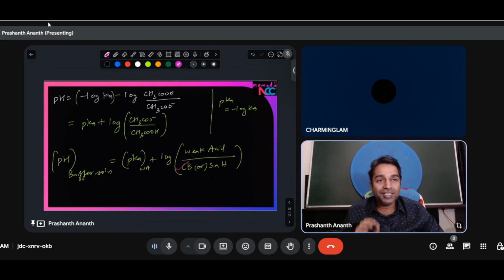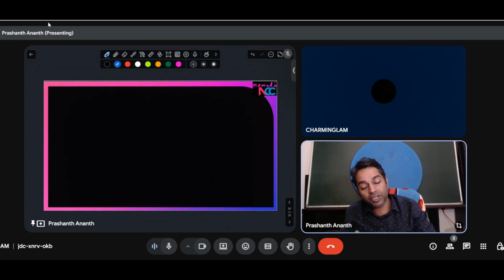Now I am going to just give you one last thing over here explaining the why. Now let us talk about the why part over here. What is my solution containing now? It contains CH3COOH at some concentration C1, and it contains CH3COO minus at some concentration C2.